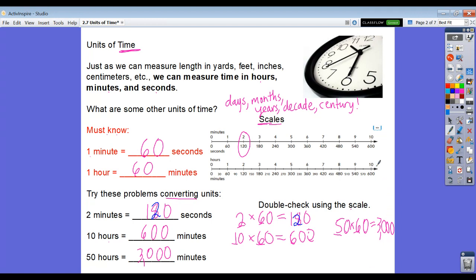And then, well, now I'm really making sure we checked. With this one, we had 10 hours would be 600. And then we had 50 hours would be 3,000. Well, that doesn't appear on our scale, so we can't check that one on the scale, but we'll just double check our math there. Looking good. Okay, so next up, we're going to do some word problems with converting units. Take it to the next level.